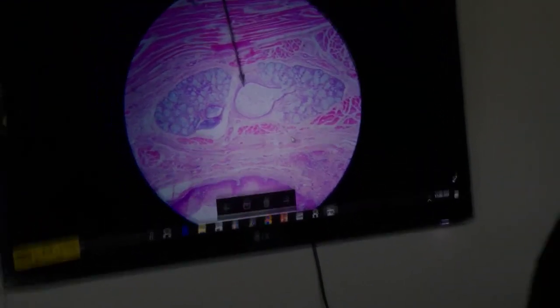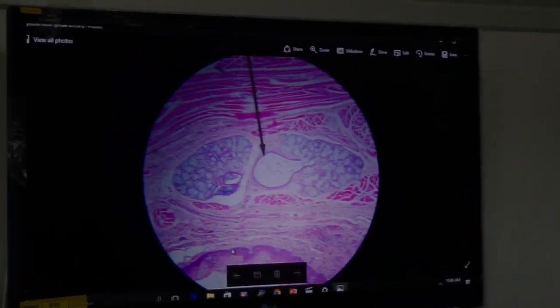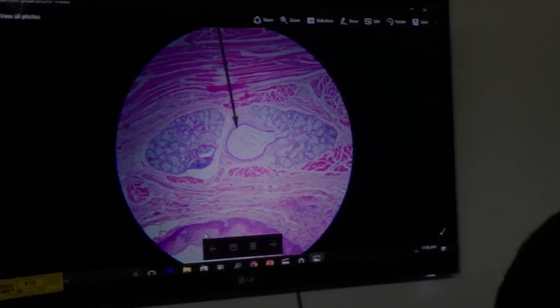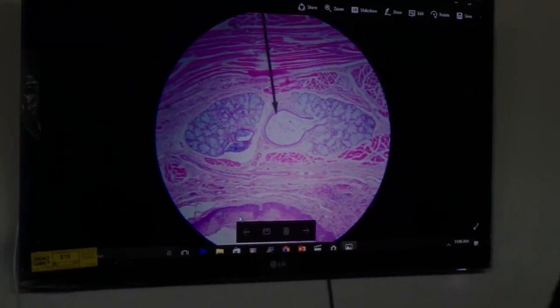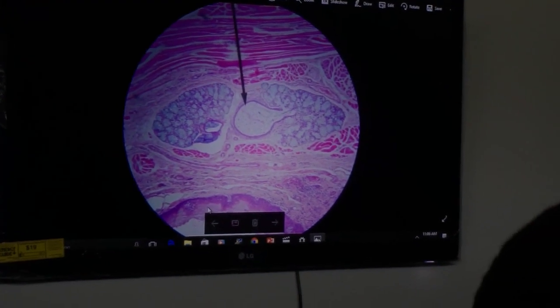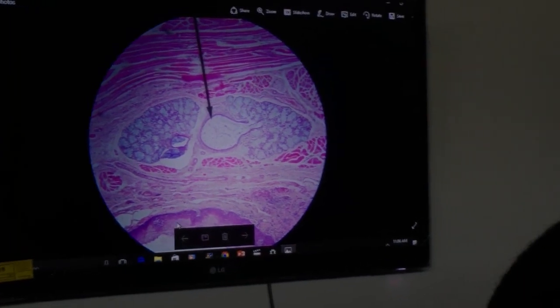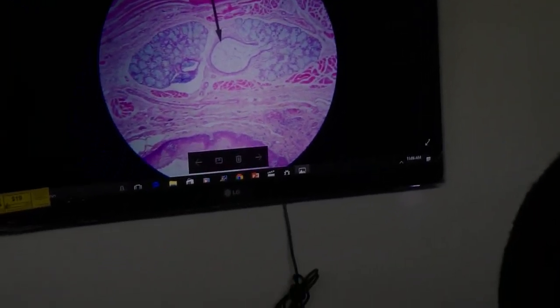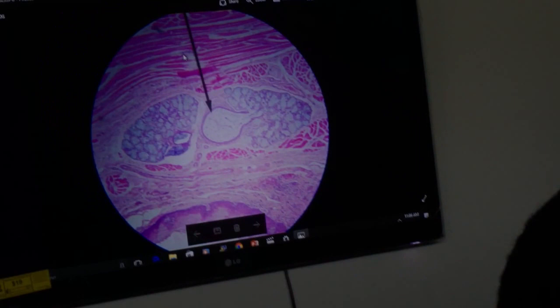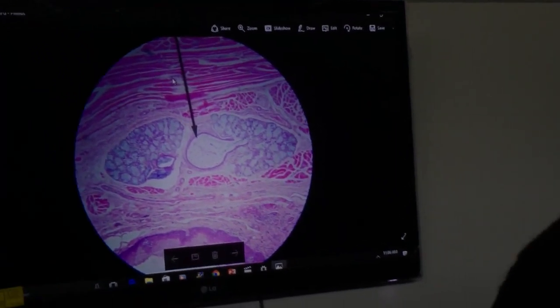So what are the layers of the pharynx now? The first layer, starting from inside out, is the mucosa. And then below that is the pharyngobasilar fascia. So that's two. Then after that, we have the constrictors. And then after that, we have the buccopharyngeal fascia.